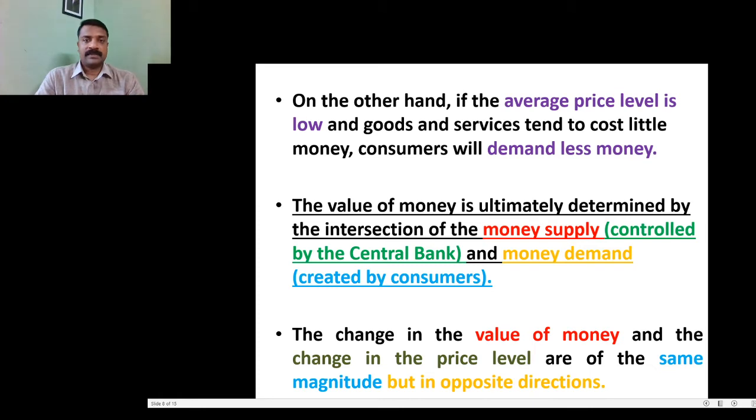When the average price level is low, the demand is for less money. Okay, consumers will demand less money. When the average price level is high, consumers will demand more money.